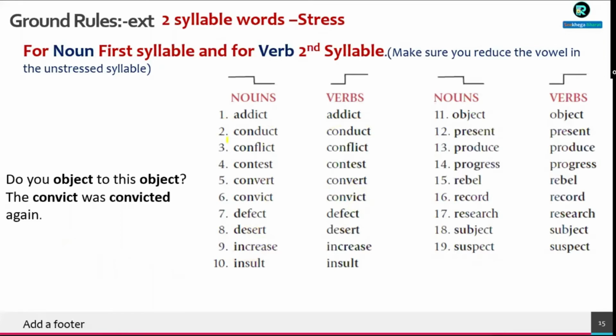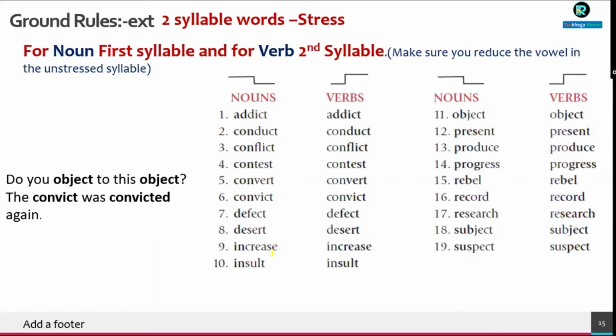Number two. So this is conduct, and this is conduct. So when it is stressed, it will get the right original pronunciation of the syllable. I like your conduct. He conducts well. Conduct, noun. You can understand when I say conduct, that means I'm giving conduct. When I say conduct, that is verb. Okay, go ahead. So this is conflict, or this is conflict.